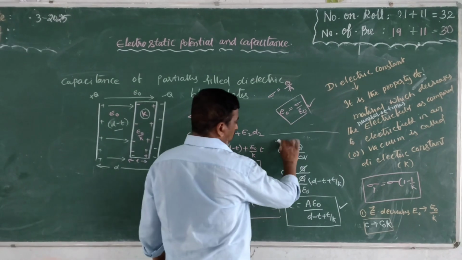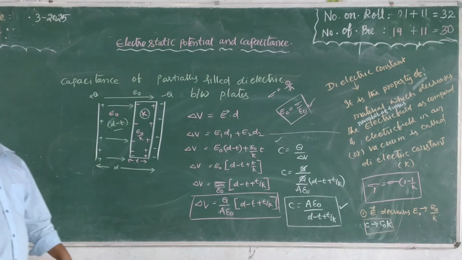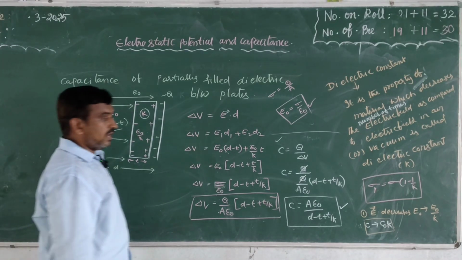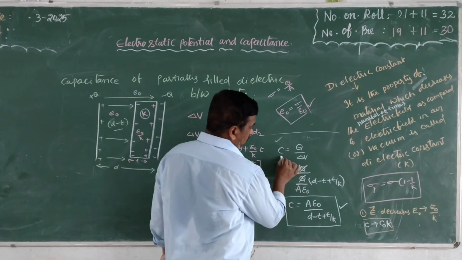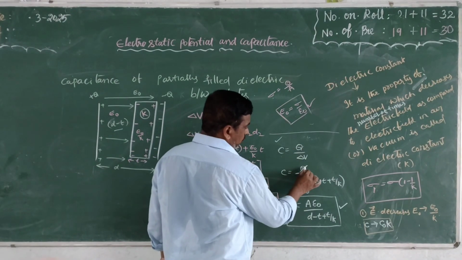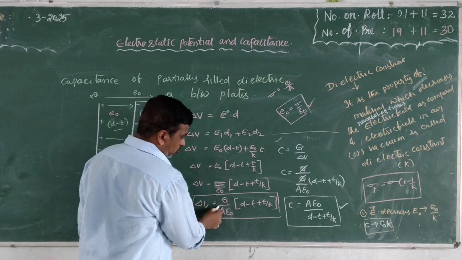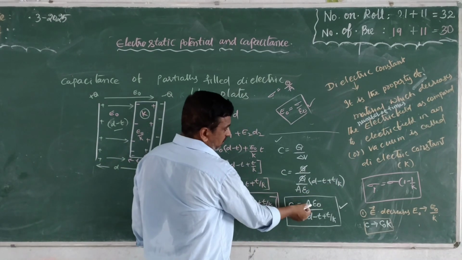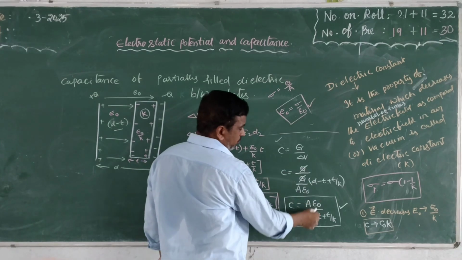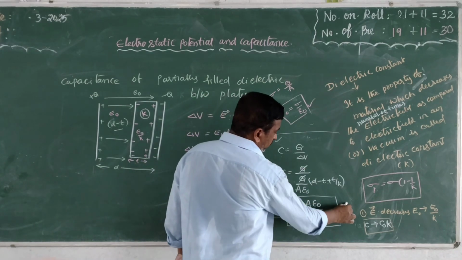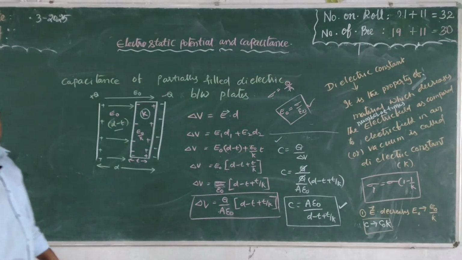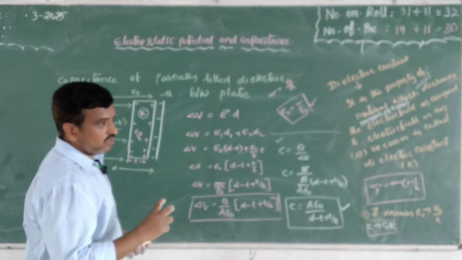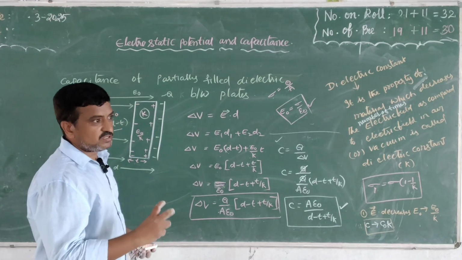So we want to find out the capacitance. What is the capacitance of the parallel plate capacitor when it is partially filled with a dielectric? So C equal to Q by delta V, which is Q by A epsilon naught into D minus T plus T by K. Here Q cancels, and A epsilon naught changes to the numerator. It is the formula for the capacitance of the partially filled dielectric between the plates. What is the formula? Epsilon naught A by D minus T plus T by K.